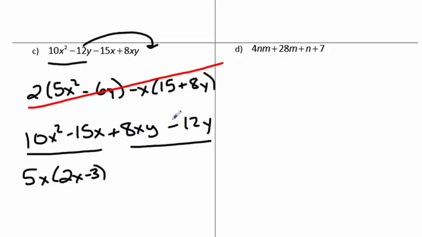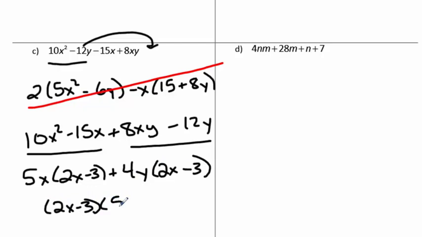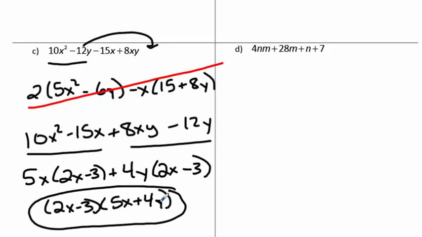The next group has a 4 and a y in common. So if we factor out 4y, we're going to be left with 2x, and divide 4 into 12, you get minus 3. Now you can see that the two groups are the same, so you can factor out the 2x minus 3, and you're left with 5x plus 4y. So sometimes you have to rearrange a polynomial before you're able to factor by grouping. Let's try the next one.